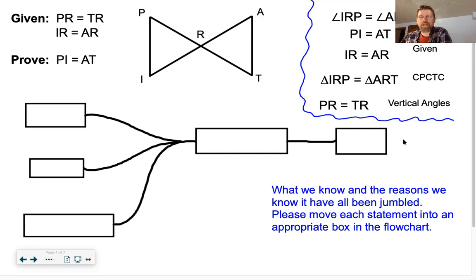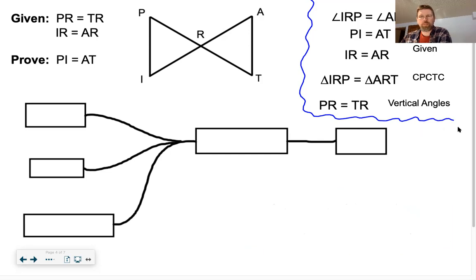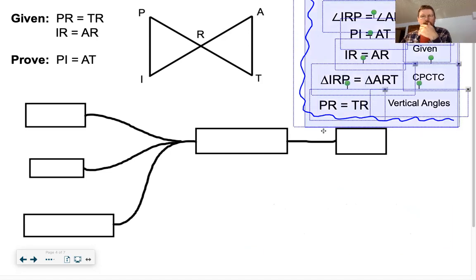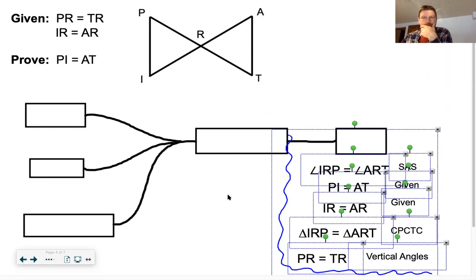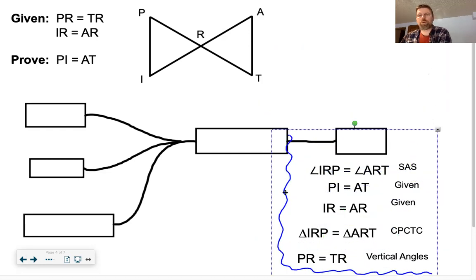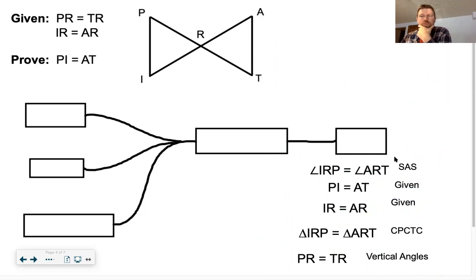I realize that my video might be up here in the corner, so you might not be able to see all these. So I'm going to get rid of these instructions, and I'm going to drag all of these down here so we can see them. All right, so those are all the things we knew and all the reasons we knew it from the previous proof, but they're all jumbled up.